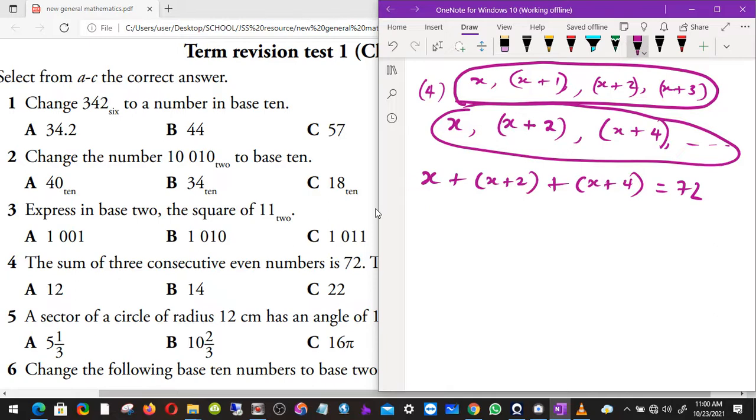Then we should look for the biggest number. Which one is the biggest number? x plus 4. So if we get x, we can now get x plus 4. Are you with me? Yes, sir. So let's get x. x plus x plus x, 3x, plus 2 plus 4 is equal to 72. So 3x is equal to what? 72 minus 6, which is what? 66. Thank you. So divide both sides by 3. So x becomes 66 over 3.